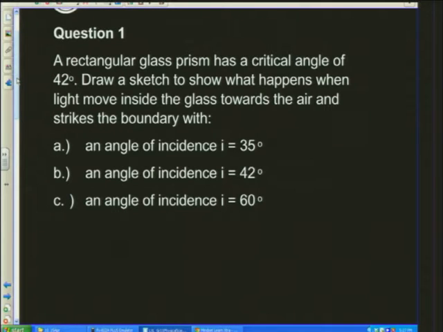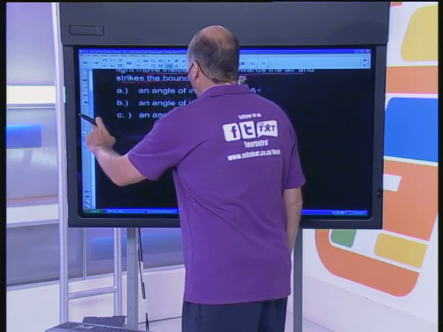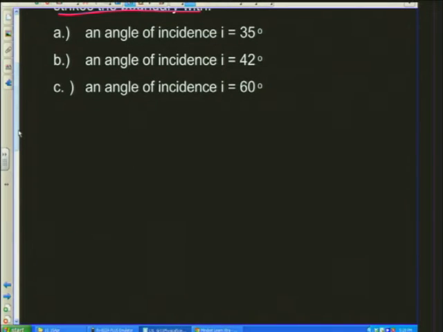It tells us the following things. It says you've got a rectangular glass prism that has a critical angle of 42 degrees. It says, draw a sketch to show what happens when light moves inside the glass towards the air and strikes the boundary. So there are 3 scenarios that we want to go through very, very carefully. I'm going to take it slowly, and I want you to tell me if I'm getting it right. Think about it as we go.